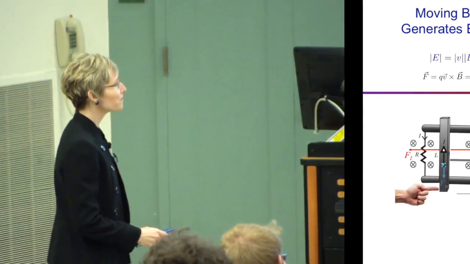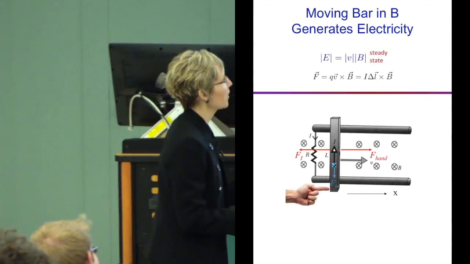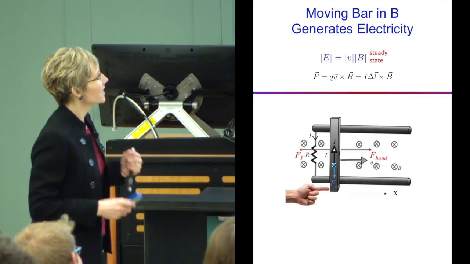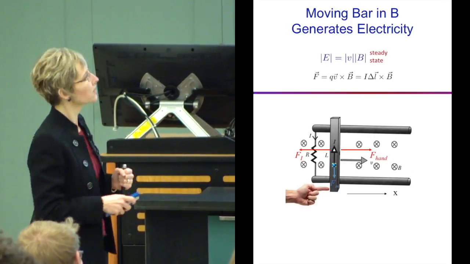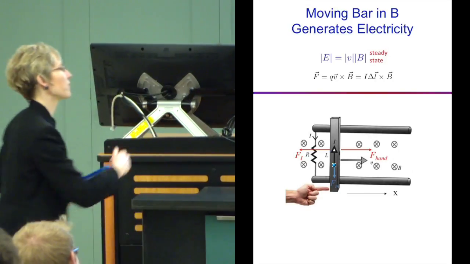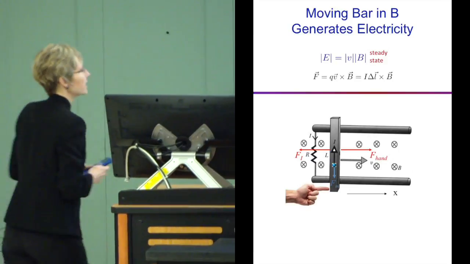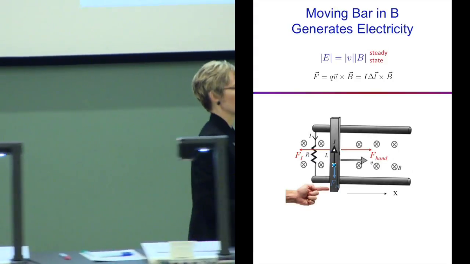Okay, so we've got the current moving along. There's a force backwards on the bar. And in steady state, those two forces must balance, right? So to keep this bar moving, because of the current, the magnetic field exerts a force back on the bar, I have to fight in order to keep this bar going. Fight just means I'm going to keep putting a force on there.